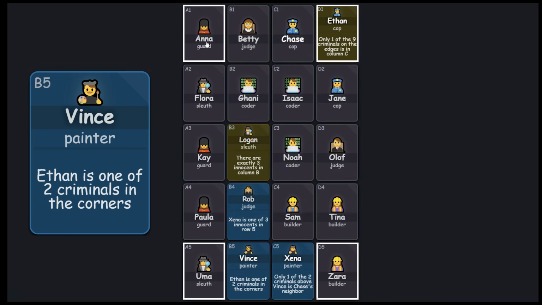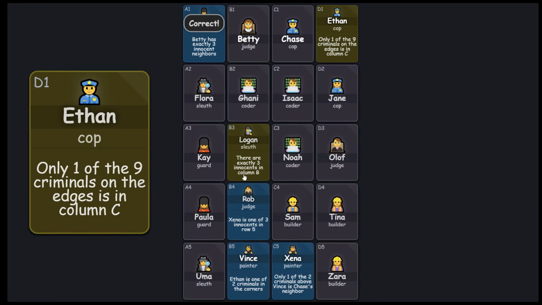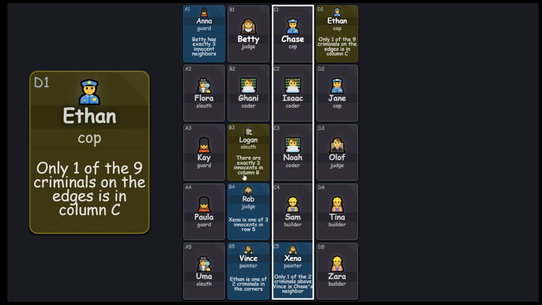There are two criminals in the corners. Since row 5 has 3 innocents, there must be a criminal in one of the corners. Therefore, we now have both criminals in the corners, and we can mark Anna as innocent. One of the 9 criminals on the edges is in column C. Mark Chase as a criminal.